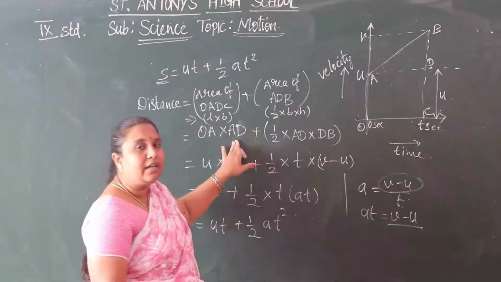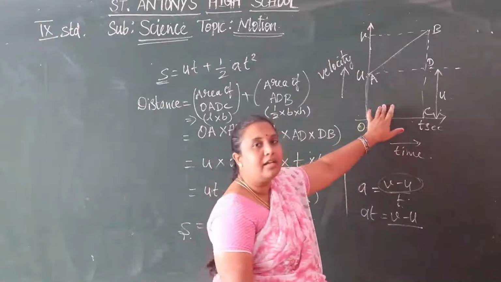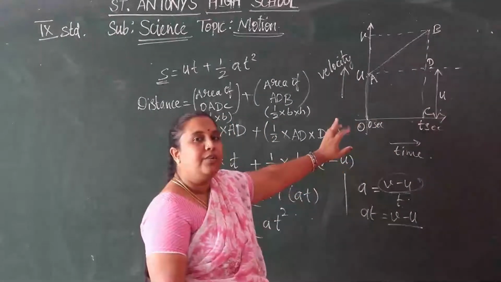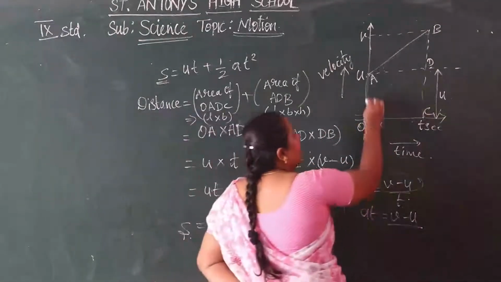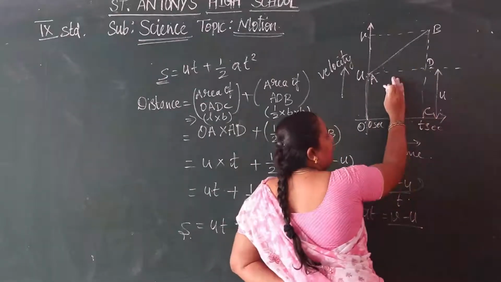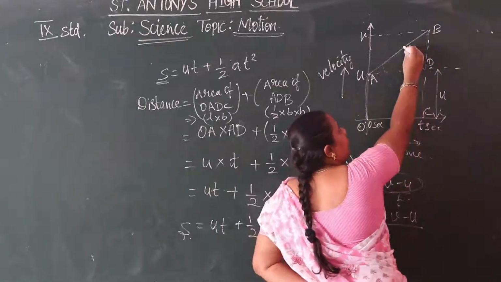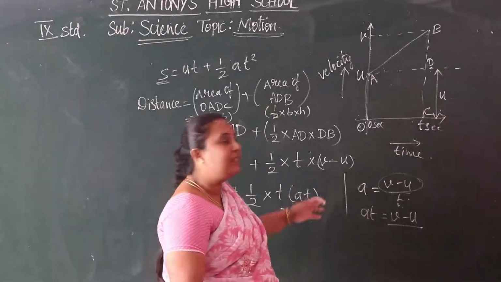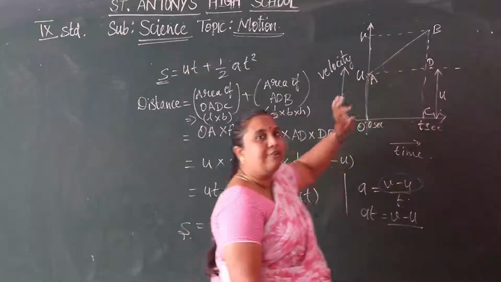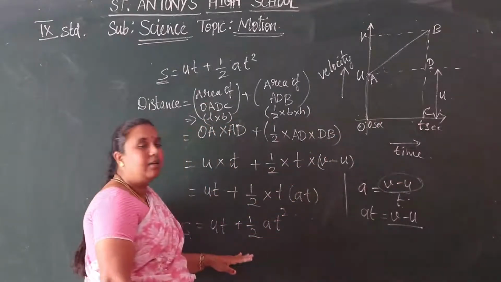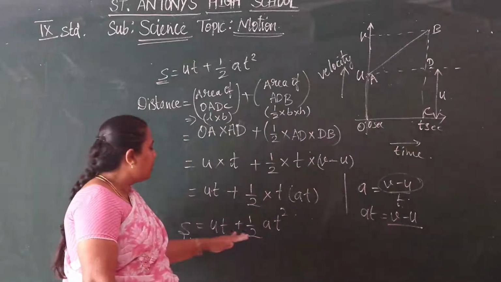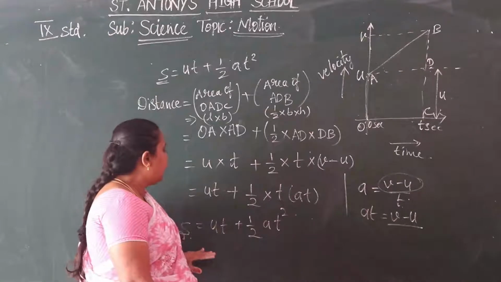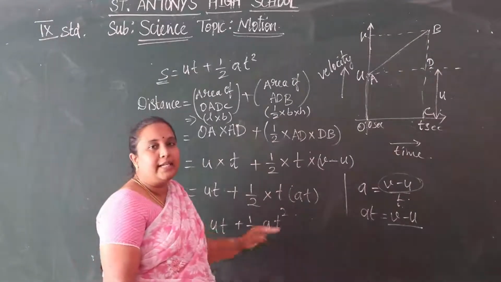Why are we taking the trapezium here? In the graphical representation we have a trapezium OABC. In that we have one rectangle and one triangle. So we want to add the area of this rectangle and triangle. From that we found out the formula: distance s equals ut plus half at square.